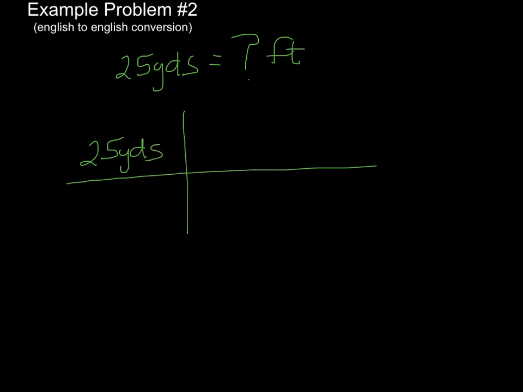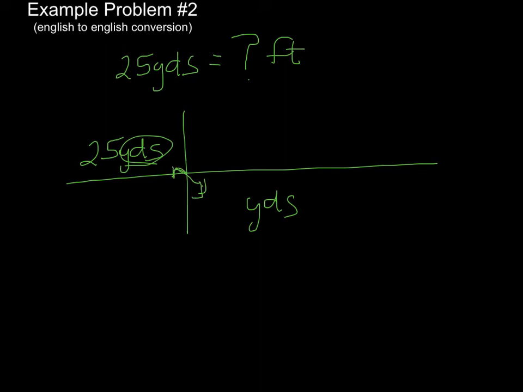This is going to be an English to English problem. Let's say I've got 25 yards and I want to know how many feet that is. We're going to set it up the same way. 25 yards. Draw my line this way, draw my line that way. Now remember, if I've got yards here, I've got to have yards down here so the units cancel. These two units have got to cancel.